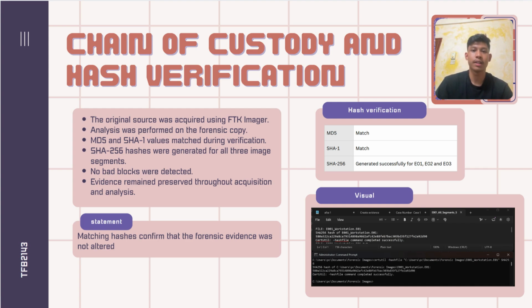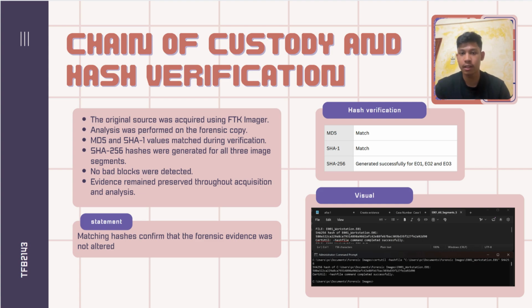For this part, I will explain the chain of custody and hash verification. First, the original source was acquired using FTK Imager, and all forensic analysis was performed on the forensic copy instead of the original device. This is important to prevent any accidental change to the original evidence. During verification, the MD5 and SHA1 hash values match. In addition, SHA256 hashes were successfully generated for all 3 image segments, which are E01, E02, and E03. The verification process also showed that no bad blocks were detected. This means the forensic image was acquired successfully and the evidence remained preserved throughout the acquisition and analysis process.